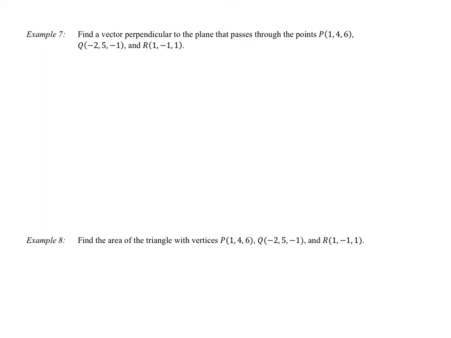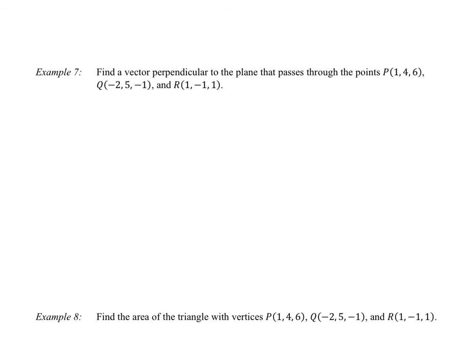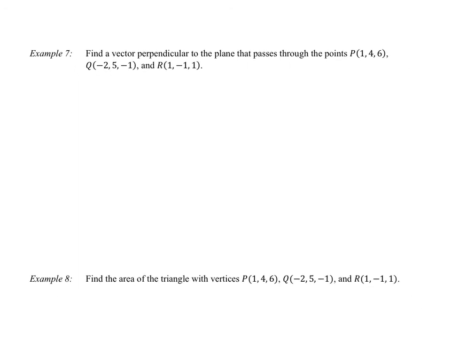Hello, multivariable calculus students. This is section 9.4 on the cross product, and this video is on examples 7 and 8. So in example 7, we're going to find a vector perpendicular to the plane that passes through the 3 points P, Q, and R.